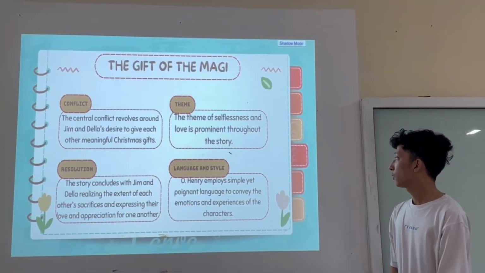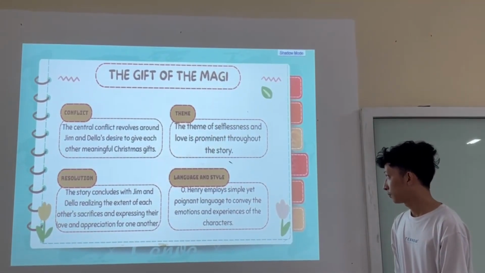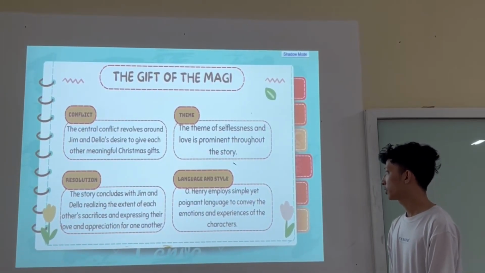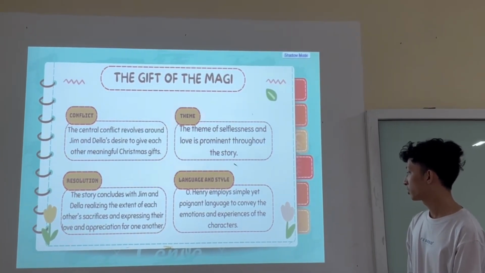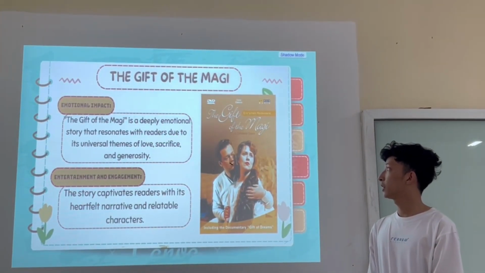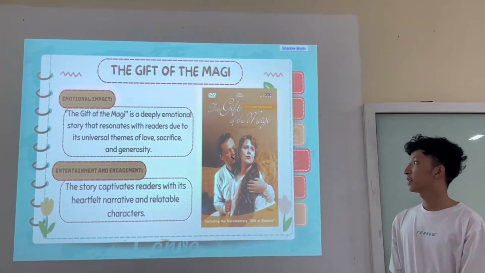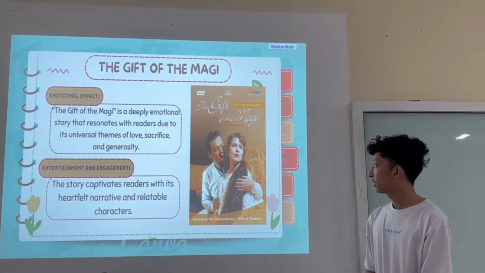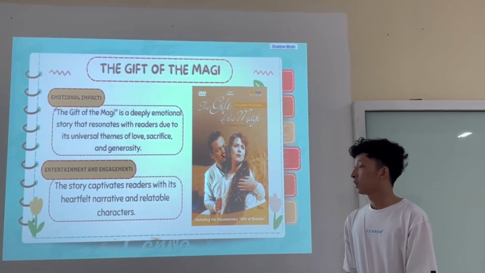About the language and style, O. Henry employs simple yet poetic language to convey the emotions and experiences of the characters. About the emotional impact, The Gift of the Magi is a deeply emotional story that resonates with the reader due to the universal themes of love, sacrifice, and generosity.